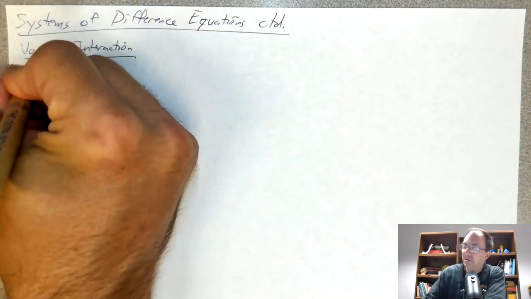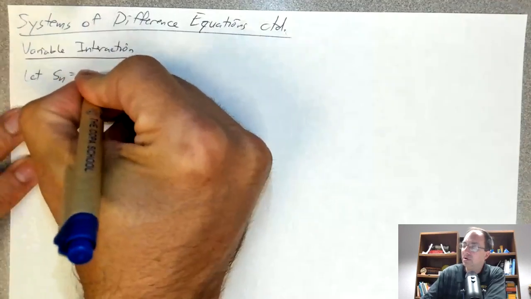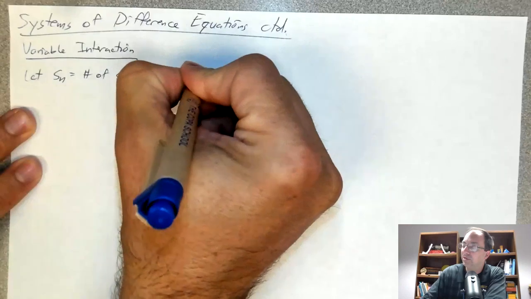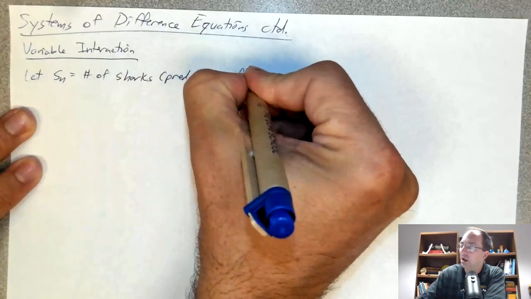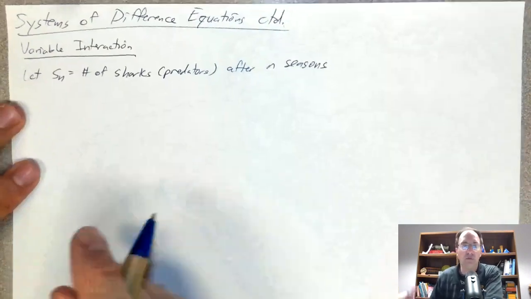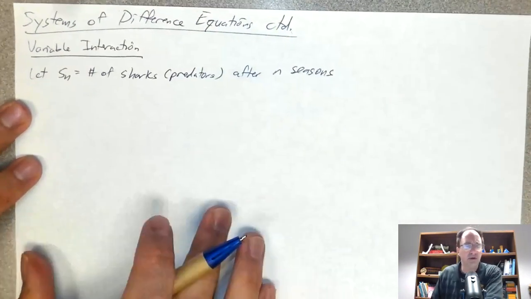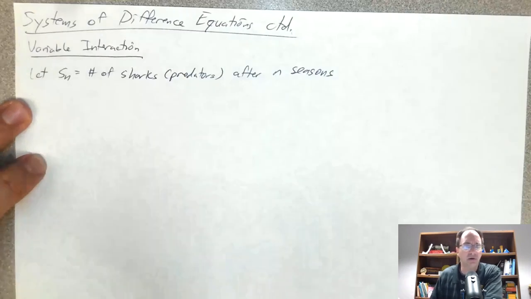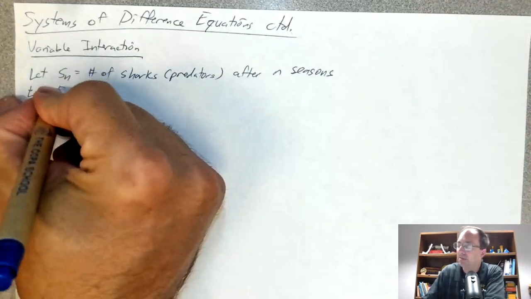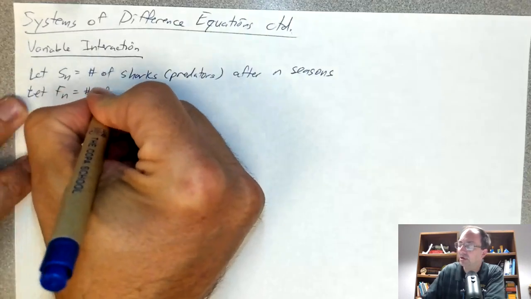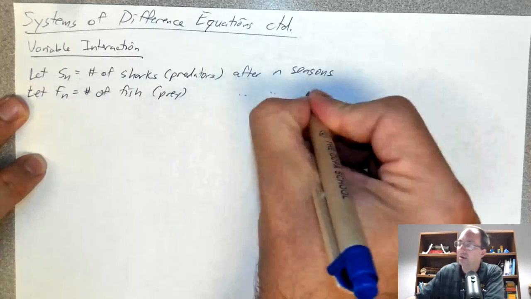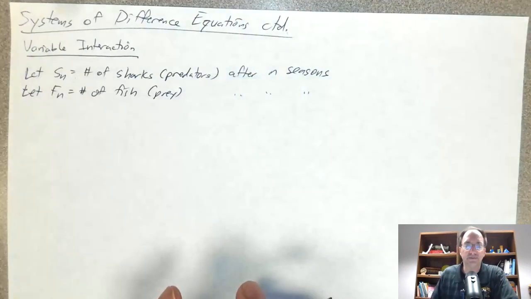So let's let S sub n equal the number of sharks, or predators, after n seasons, and we'll use the term season generally. That could be a year or a week. We won't worry about the actual time period. And then we'll let F sub n equal the number of fish, which are the prey, also after n seasons.